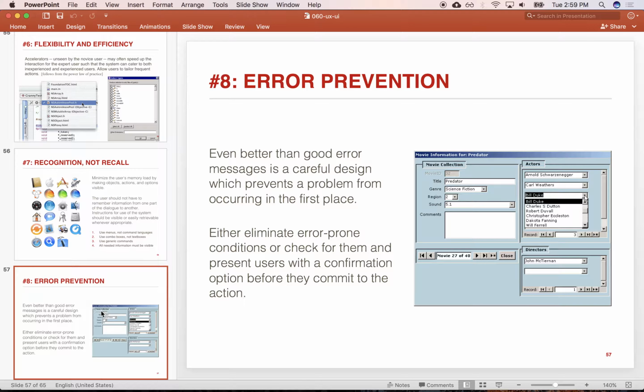Same thing in the user interface. Use widgets that are based on the correct data type. If you're asking for a date, don't just give them a text field where they can type a date. Instead, give them a date widget, because otherwise it will be error prone, and we can mistype something.